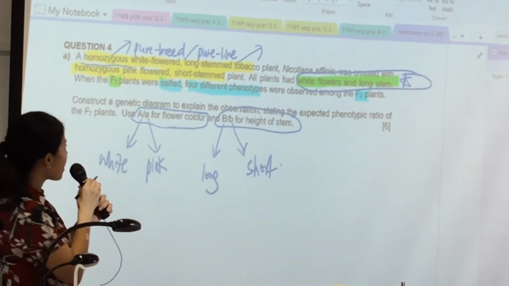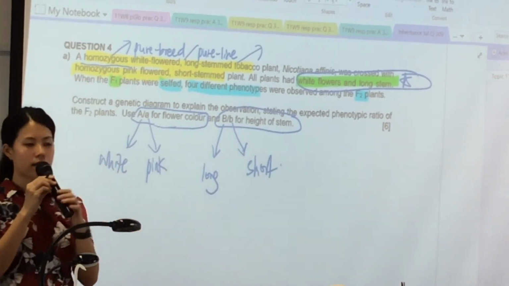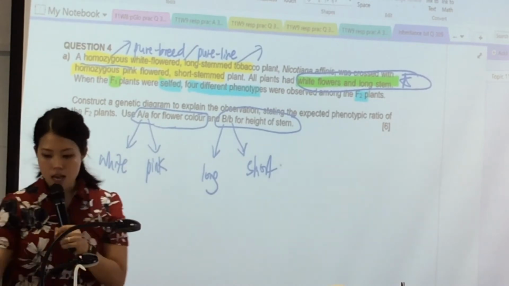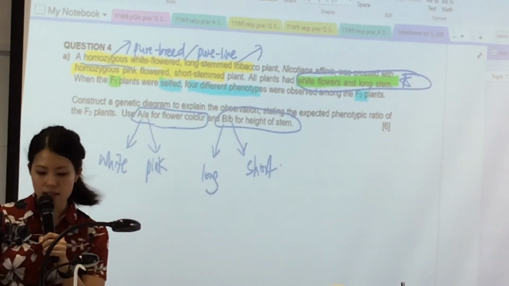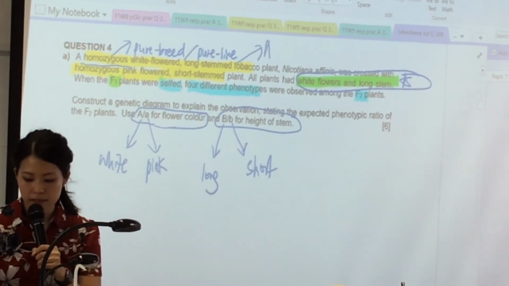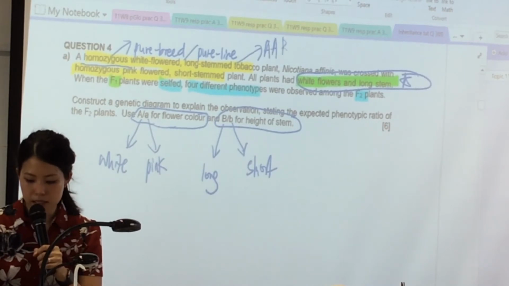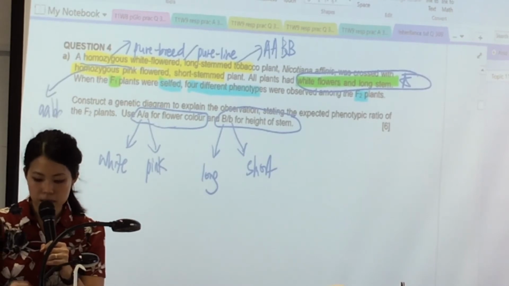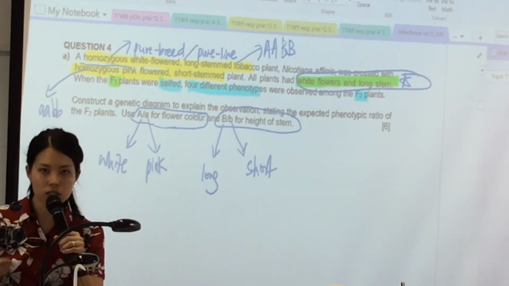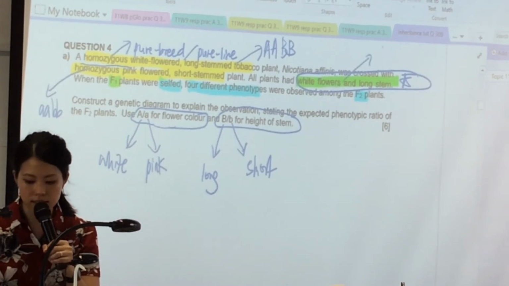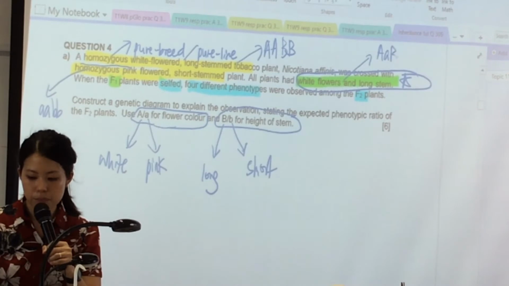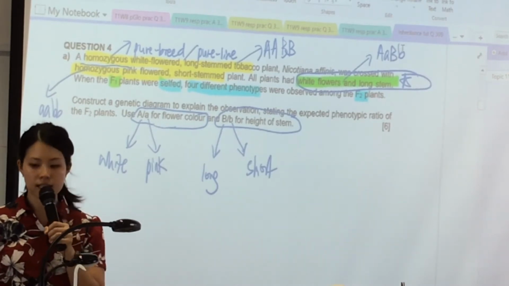Now, given that, can you figure out what is the parental genotype? Let's say you use these alphabets A and B. Parent: homozygous white, long. Big A, big A, big B, big B. The other parent: small a, small a, small b, small b. Now, you don't even need to do the genetic cross, you should already know the F1 genotype. Both gene loci are heterozygous.